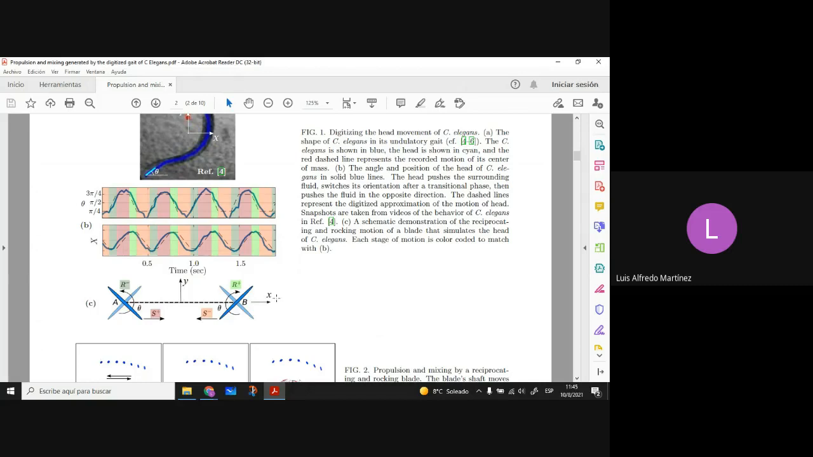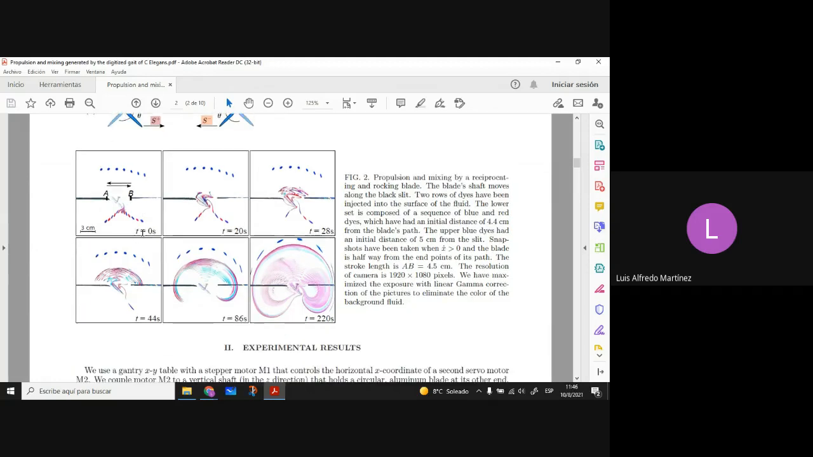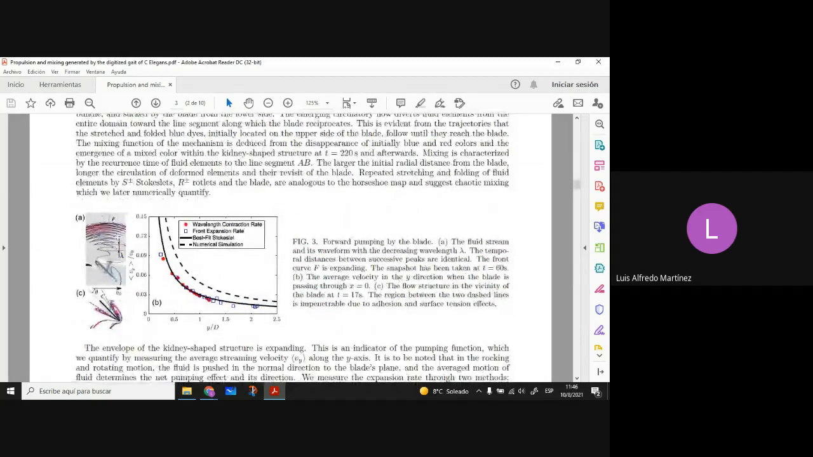The experimental simulation is shown in figure 2, propulsion and mixing by reciprocating and rocking blade. In this case, the blade is A and B, and they can move in the X direction. The impeded oscillation is shown here. And the fluid stream and its waveform with decreasing wavelength lambda is shown here. The temporal distances between successive peaks are identical.